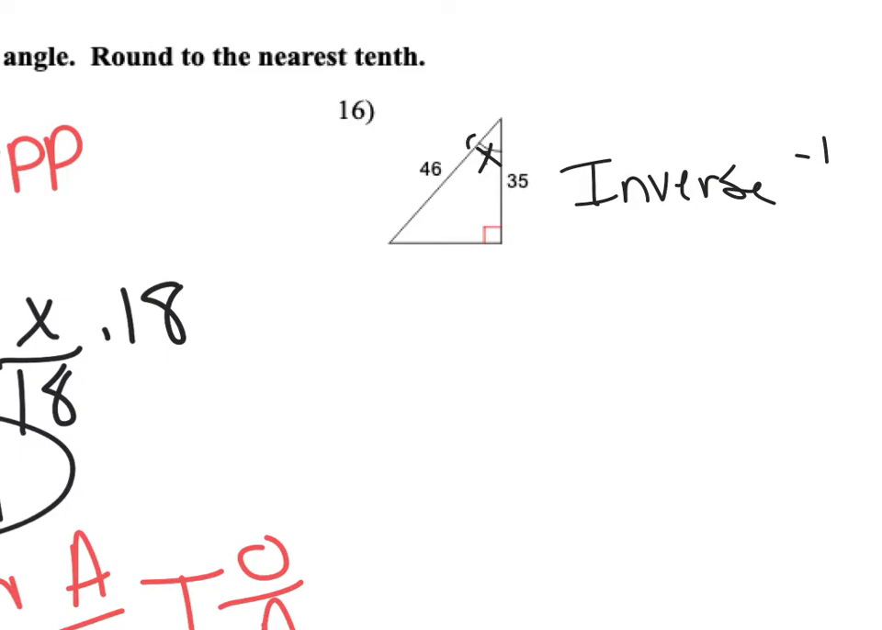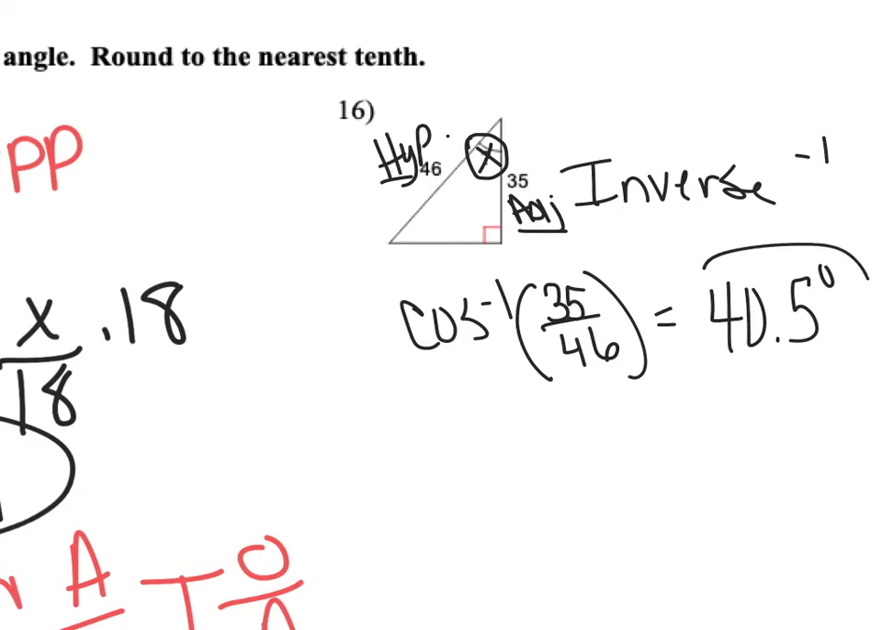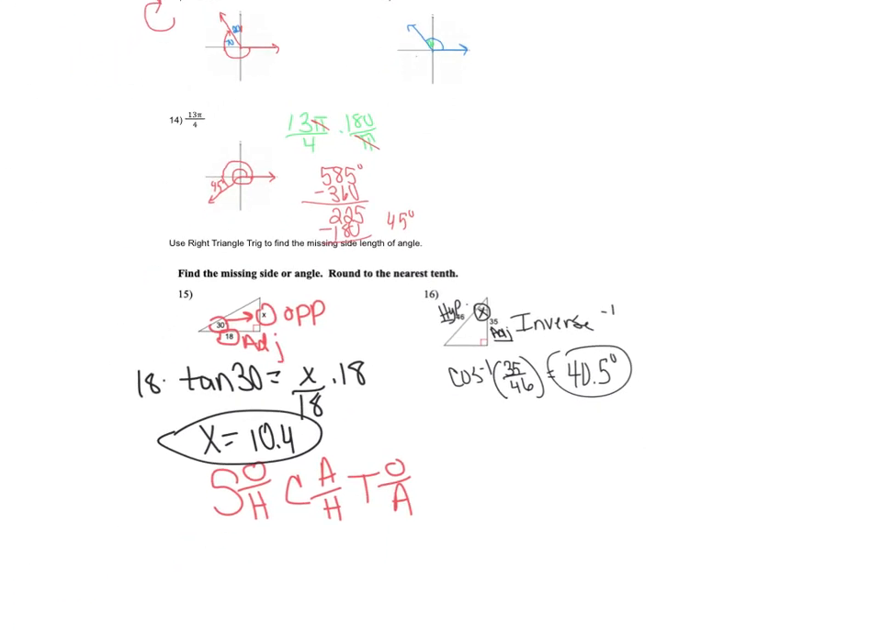So if I have my angle here is x, I know that 35 is adjacent to it, and that 46 is the hypotenuse. So if I have adjacent and hypotenuse, I'm going to use cosine, but since I'm finding an angle, it's going to be inverse cosine of adjacent over hypotenuse. And we should get approximately 40.5 degrees. So there's some basic right triangle trig.